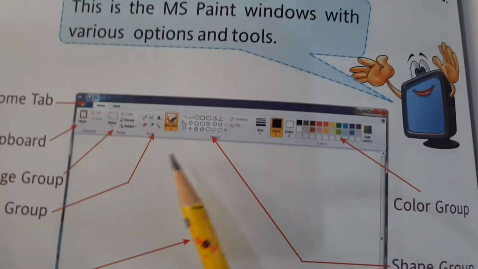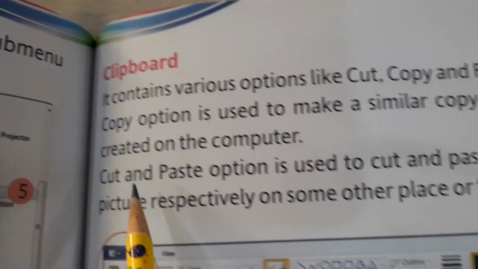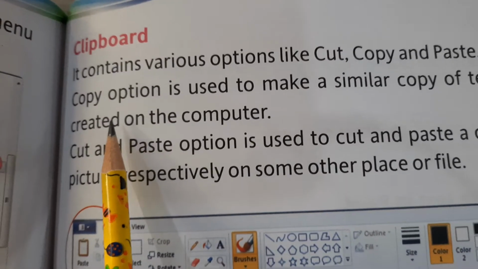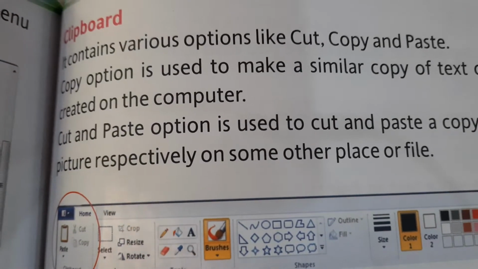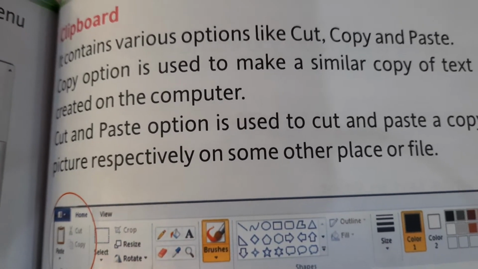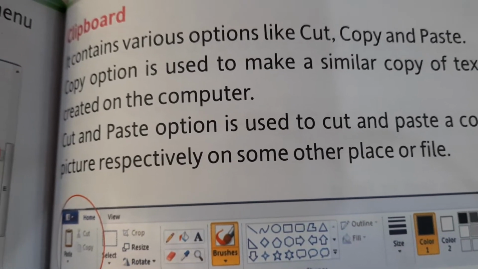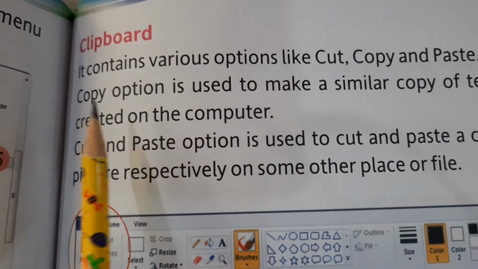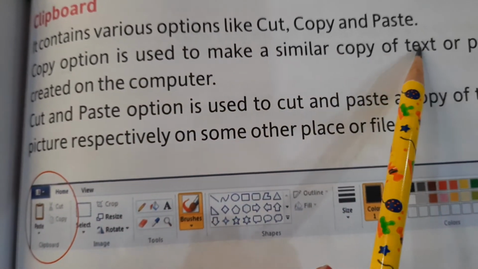Okay, so this was the paint window which was explained to you. Today we shall start from here, that is clipboard. Let's see what is clipboard. Clipboard is not just present in MS Paint, but it is there in MS Word also and in most of the applications. So let's see what is clipboard. It contains various options like cut, copy and paste.